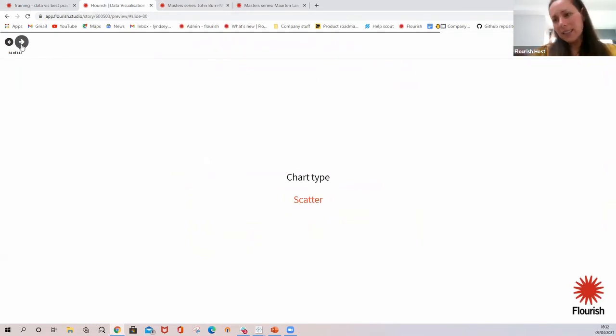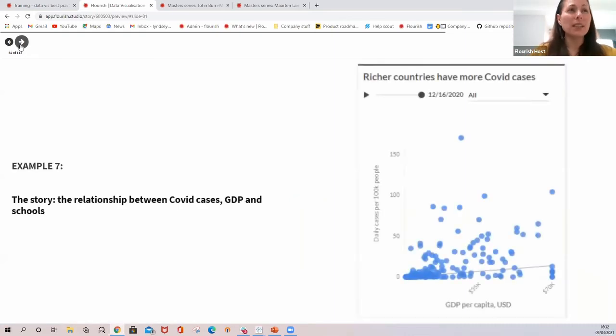So the next example I'm going to show you, and we're moving on to the harder chart types now, is a scatter example. Scatter charts help show the relationship between two metrics. So we've got one metric plotted on the x-axis and another metric plotted on the y-axis. And in this example, we are trying to show the relationship between daily cases of coronavirus and GDP.